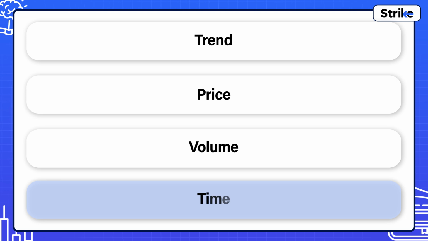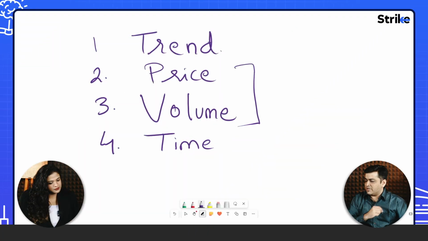So time meaning, we'll cover a separate video on time, multi time frame analysis, where you need to understand, if you are a long term investor, then what time frame chart you have to look at trend, price and volume. If you are a short term trader, then at what time frame chart you need to look at trend, price and volume. So everything that we do, we do it with respect to time. All right. Now let's continue with today's topic, price and volume behavior.